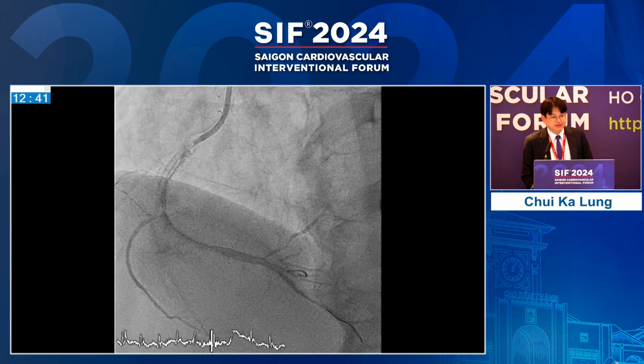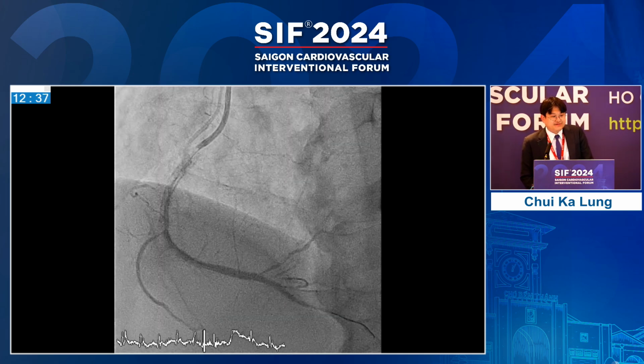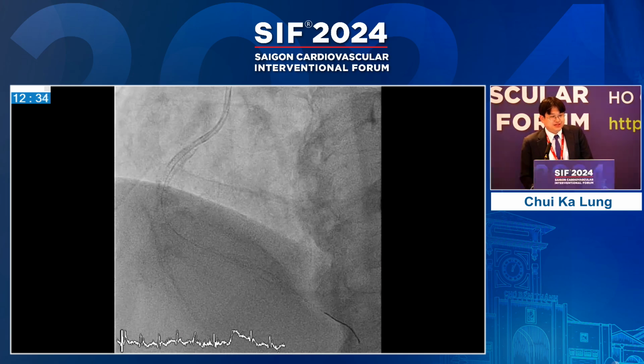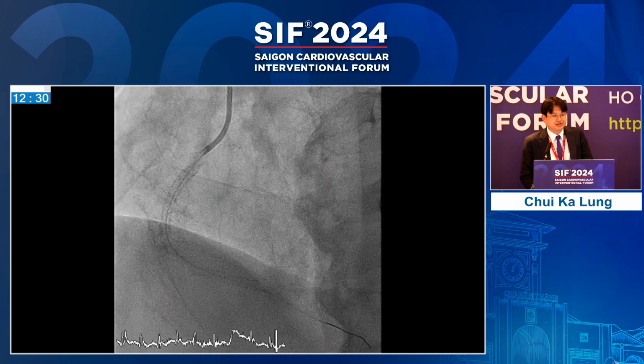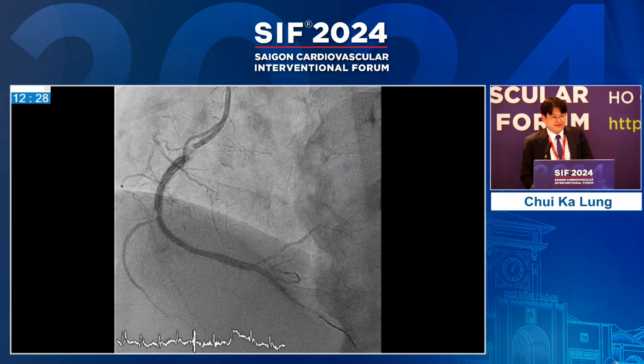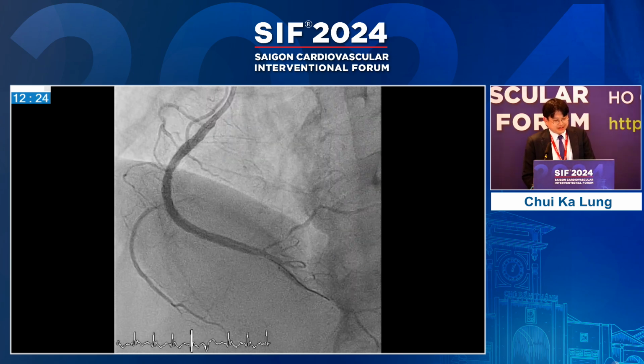And this is the angiogram after the balloon. And because there's stenosis before and after the stent, we decided to put in a short DES proximal and another short DES in the mid-RCA, and we DCB the middle part of the RCA stent. And this is the final angiogram.